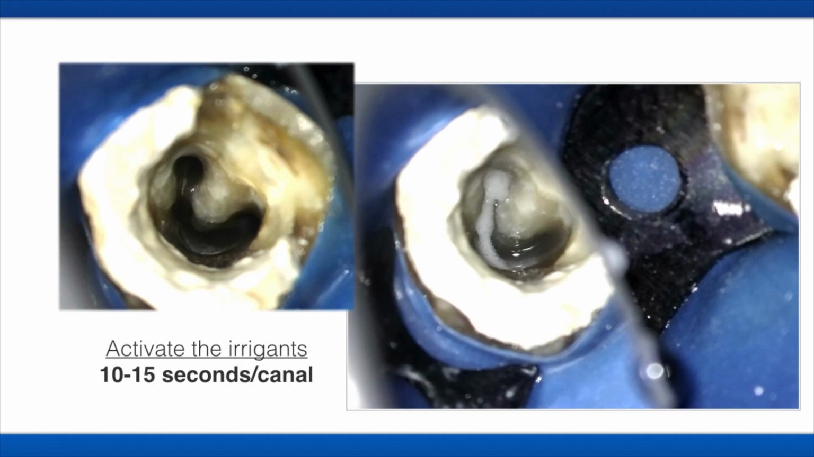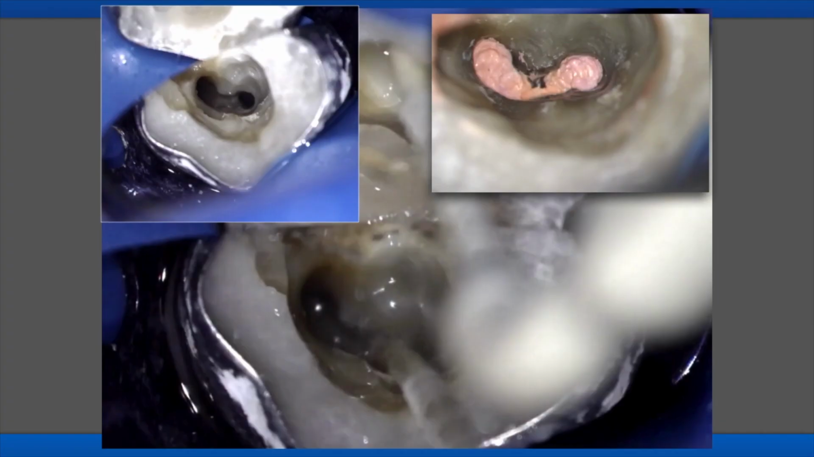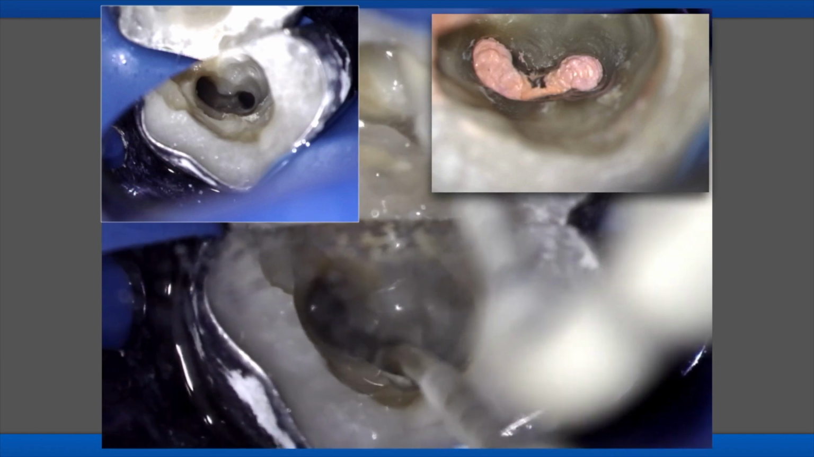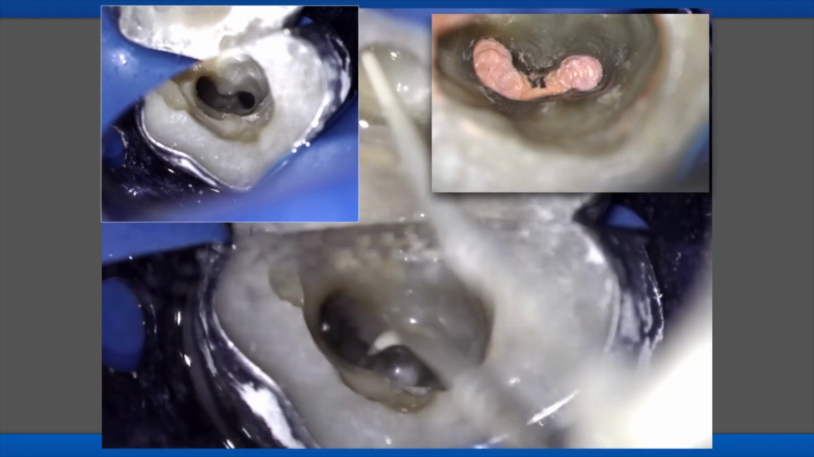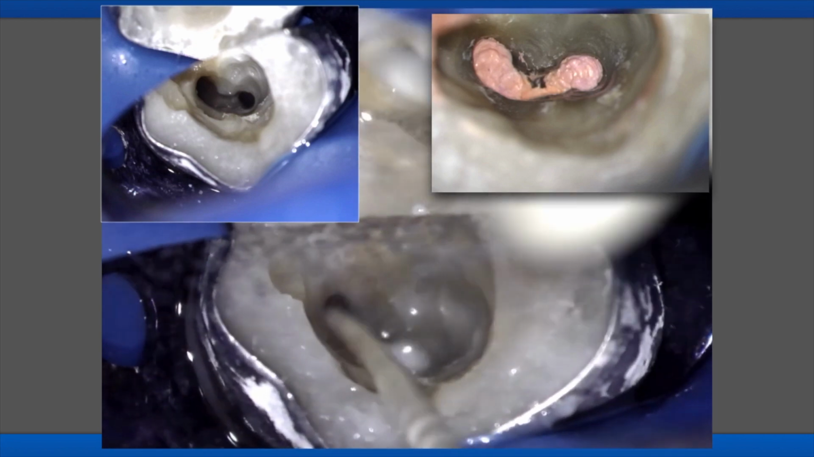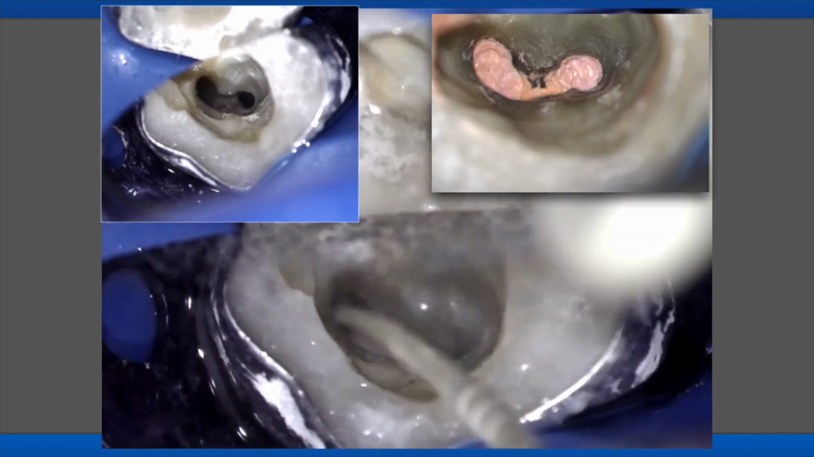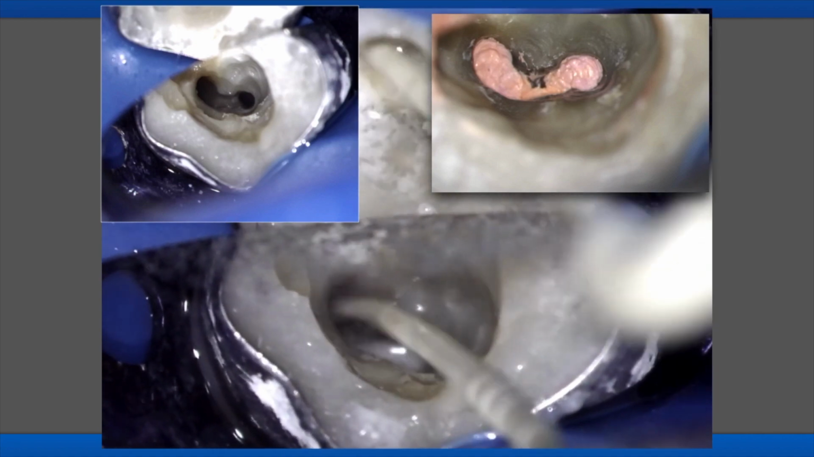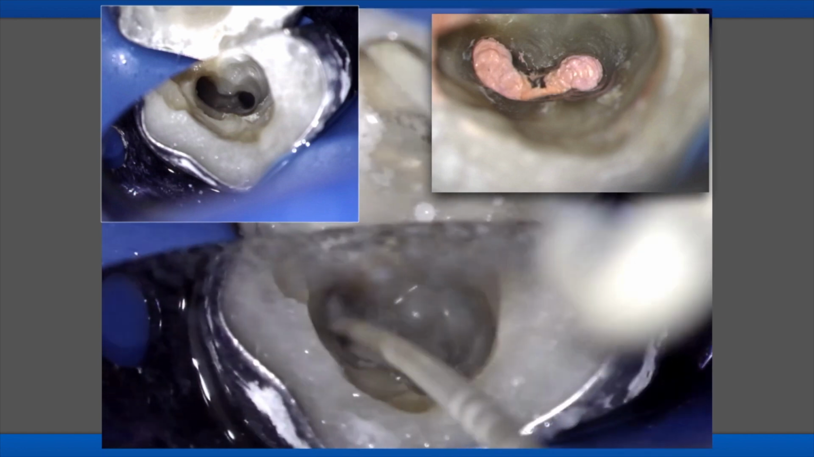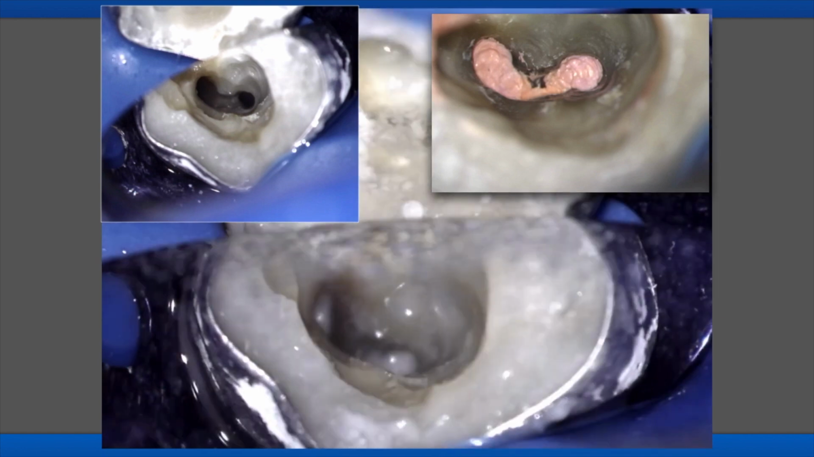There is also another sonic device I like to use, that is the EDDY tips by VDW. This tip is a polyamide tip. It is used with an air scaler. As you can see, this is also activated with my sodium hypochlorite in the canal. Again, the step is the same. You need to activate for 10 to 15 seconds per canal and keep repeating it. Maybe the cycles you could repeat about 3 to 4 times, even more, no harm. Usually go about 1 millimeter short of the apex.